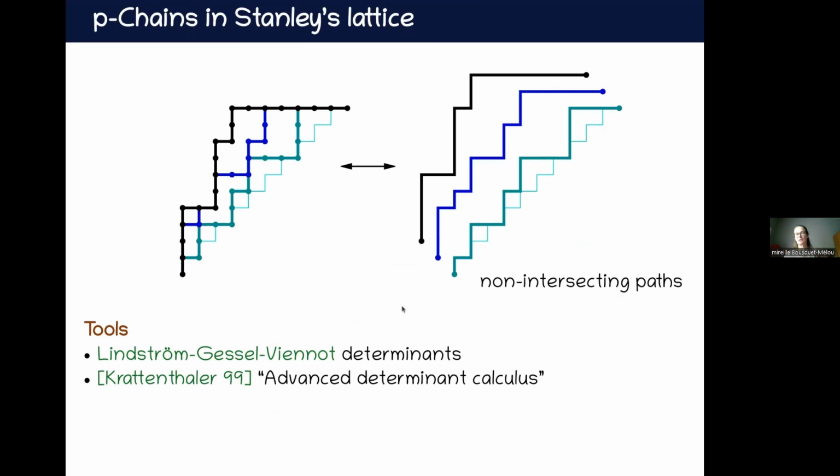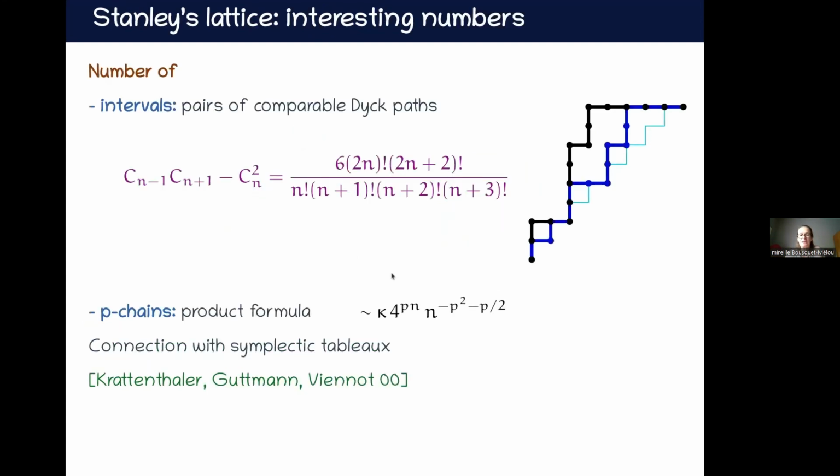As you probably know, we have wonderful techniques for counting such configurations of paths, namely the Lindström, Gessel, Viennot and others determinants. For instance, the number of such 3-chains will be given by a 3-by-3 determinant. In some cases, in particular when you consider p-by-p determinants, you may also want to use Christian Krattenthaler's Bible on determinant calculus. This doesn't seem too complicated, at least for intervals, that is, pairs of comparable Dyck paths.